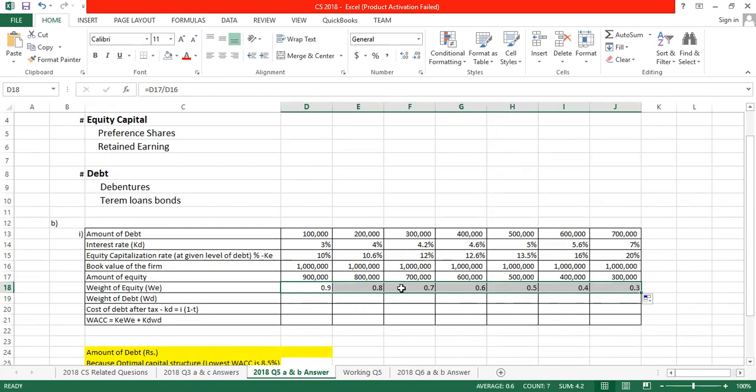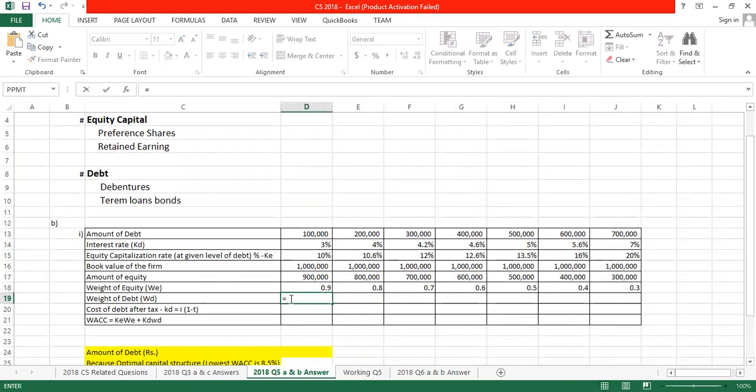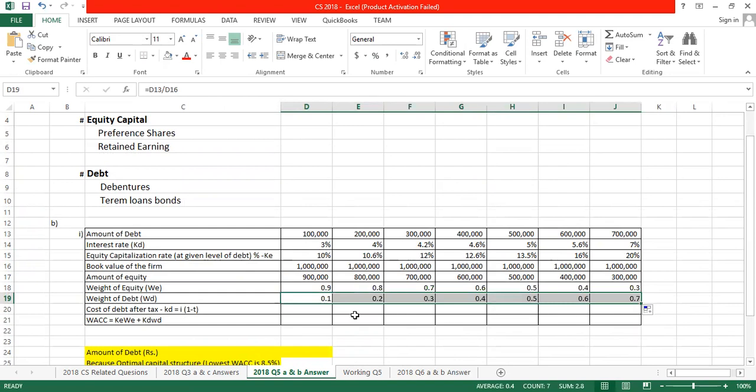So this is the weight of equity in all options. Then we want to calculate the weight of debt. Let's see how to calculate the weight of debt. This is the formula: weight of debt equals amount of debt divided by book value of the firm. Amount of debt is 100,000 divided by book value of the firm. So 0.1 is the weight of debt in the first option. Then we can drag. So this is the weight of debt in all options.